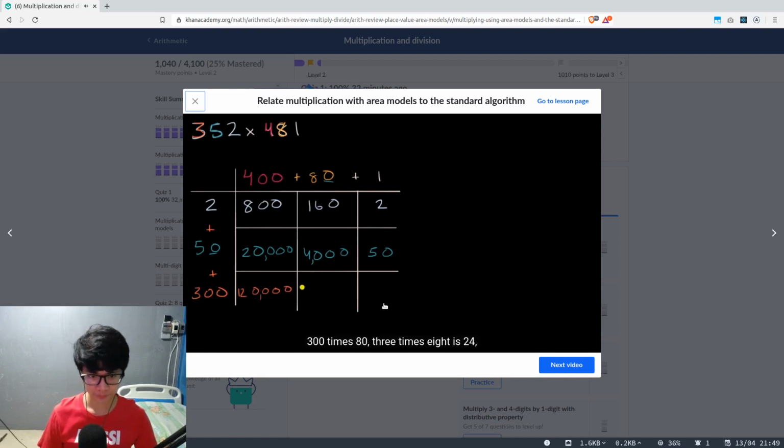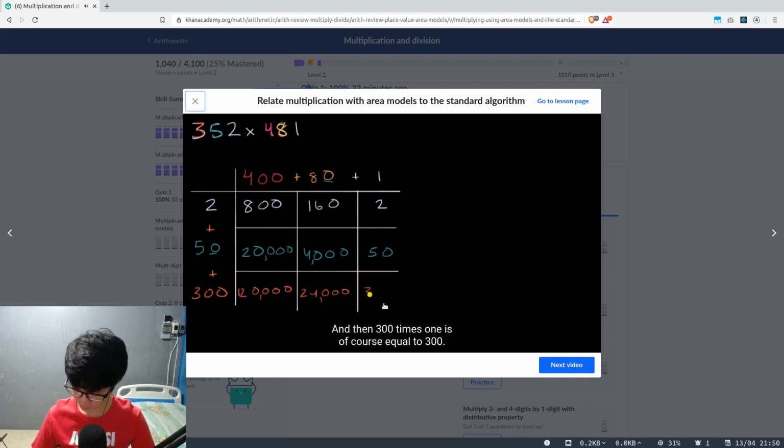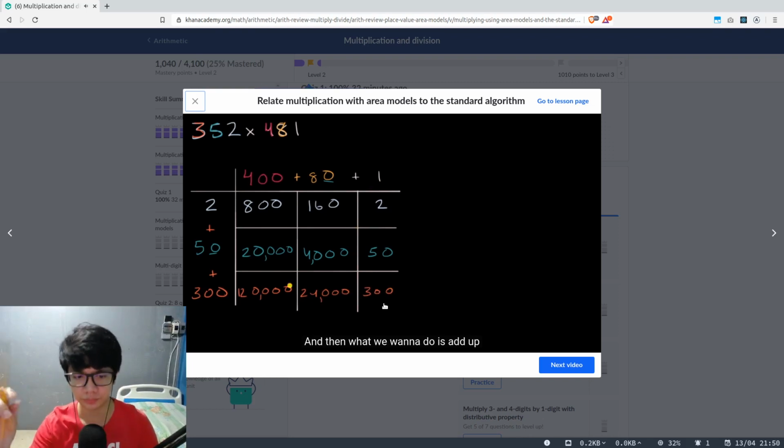300 times 80. 3 times 8 is 24. And then we have 1, 2, 3 zeros. So we get 24,000. And then 300 times 1 is, of course, equal to 300. And then what we want to do is add up all of these numbers.